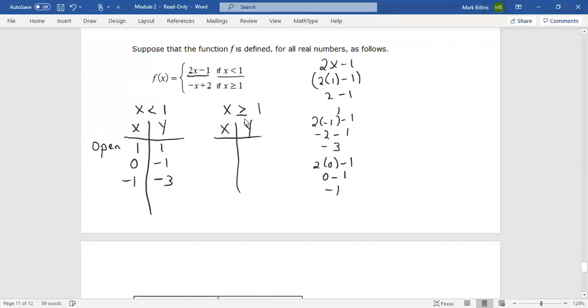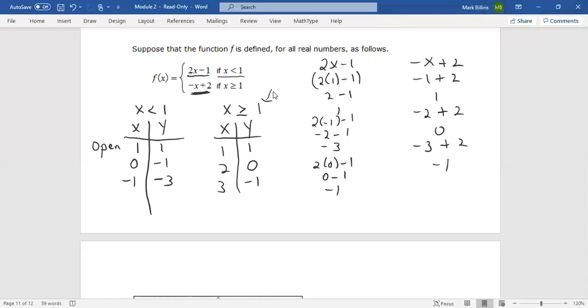So again, remember, I use the value given, and the values that are greater than 1 could be like 2 and 3. When that's the case, I use the second equation or function. So I use the opposite of x plus 2. So I plug 1 in to begin with. So that's -1 plus 2 is 1. Next, I plug 2 in. So -2 plus 2 is 0. Then I plug 3 in. -3 plus 2 is -1.